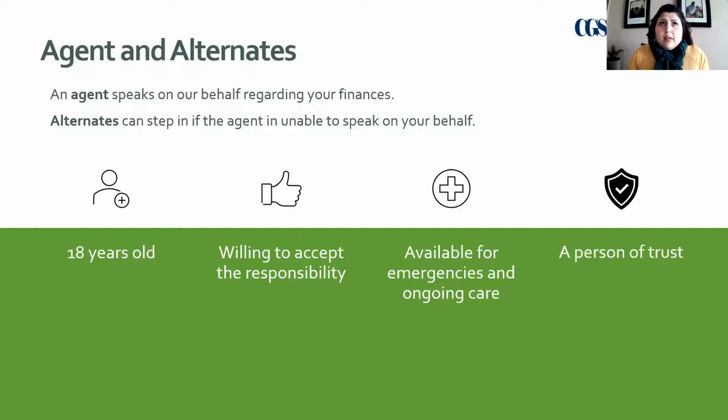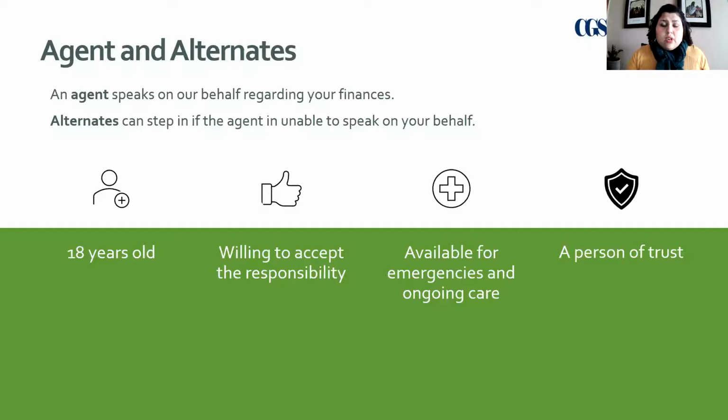Also, a lot of people think that their agent and alternates can only be family or blood related. That is not the case. It could be anyone of trust. So it could be a neighbor, it could be a friend, it could be a chosen family, not necessarily blood family. So it's basically people that you trust that are 18 years and over and that are willing to accept the responsibility in addition to being available.